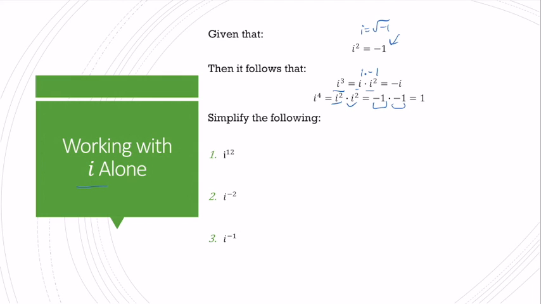So if I had i to the 12th, I might want to try and rewrite that to the fourth power, right? That gives me i to the fourth, cubed. Well, 1 cubed is 1. If I have i to the negative 2, that's 1 over i squared, which is 1 over negative 1, which is negative 1. If I have i to the negative 1, that's just going to be 1 over i.